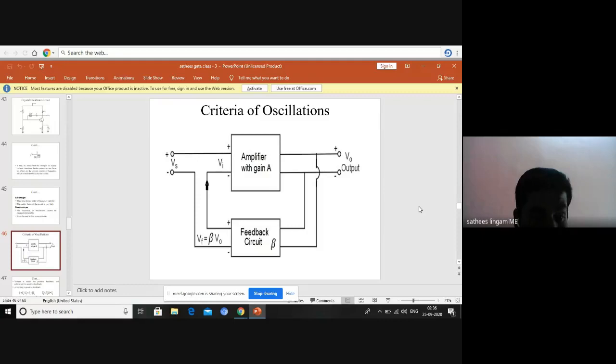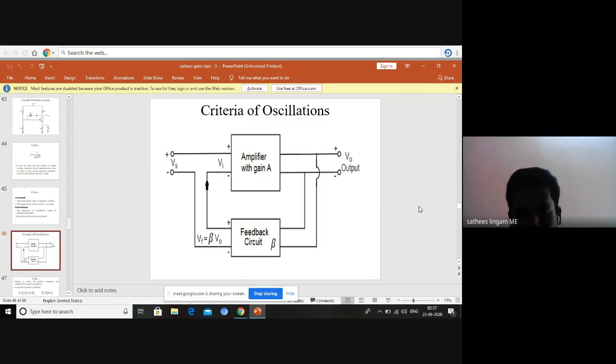Transformer is the feedback circuit. LC, that is series capacitance and series inductance, both act as a feedback circuit. In RC phase shift, the RC network acts as the feedback circuit. Then in the Wien bridge, the transistor acts as the feedback circuit. Likewise, every oscillator circuit has feedback circuits, and the feedback circuit itself corrects it.